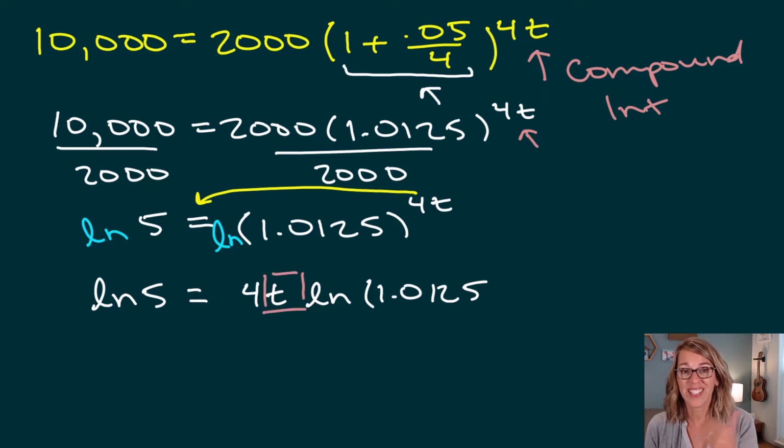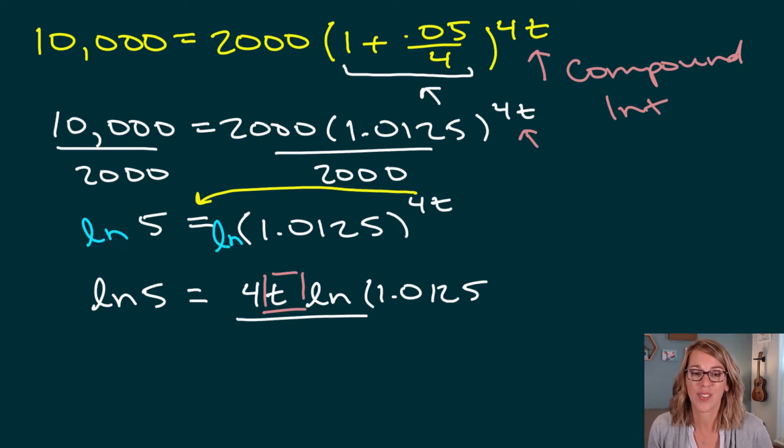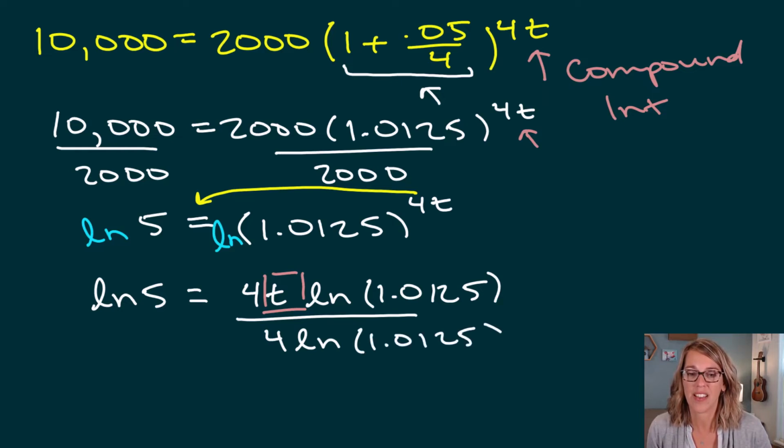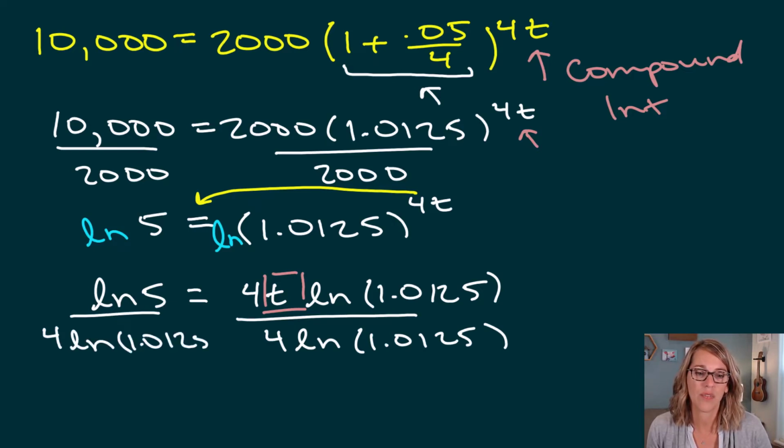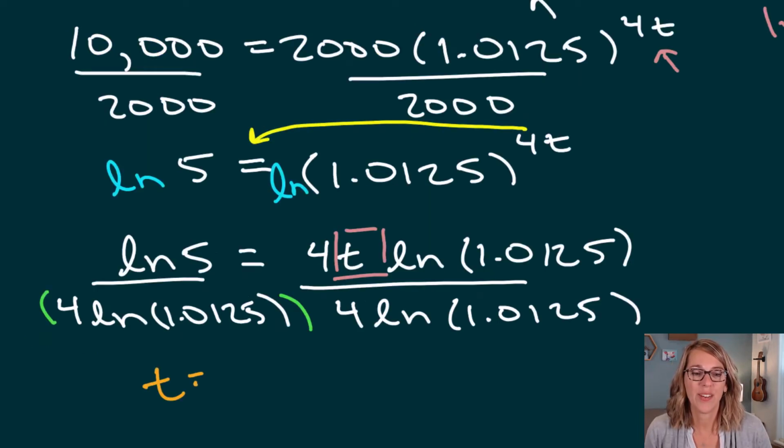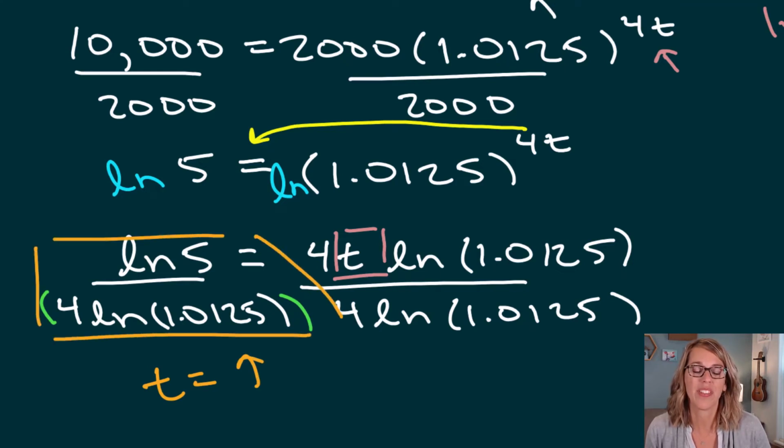Now my goal was to solve for t. There it is. Let's divide by everything else. So I want to divide off the 4, and I want to divide off the natural log of 1.0125. And I'm going to do this on the other side as well. So 4 natural log 1.0125. I'm going to put this into my calculator. When I do, I need parentheses around that denominator. So t is equal to what we've got over here on the left-hand side. So let's go ahead and put this quantity into our calculator.